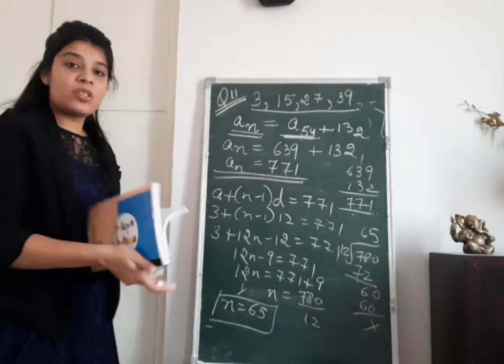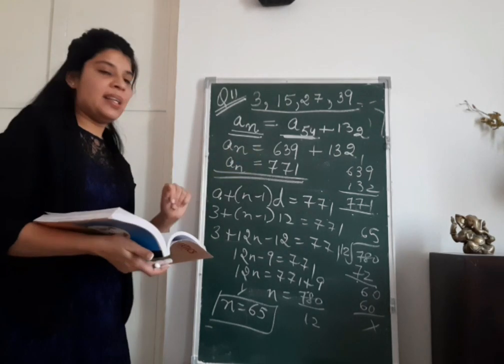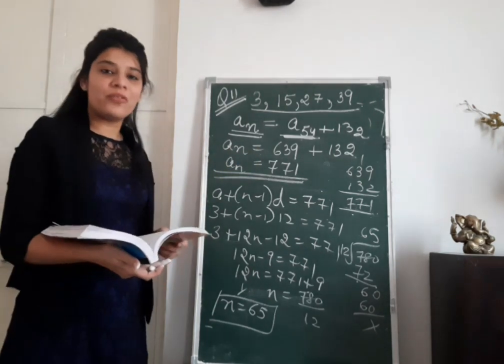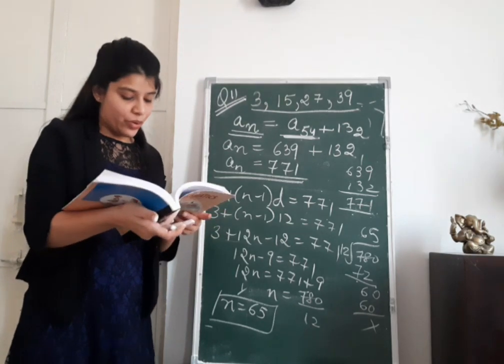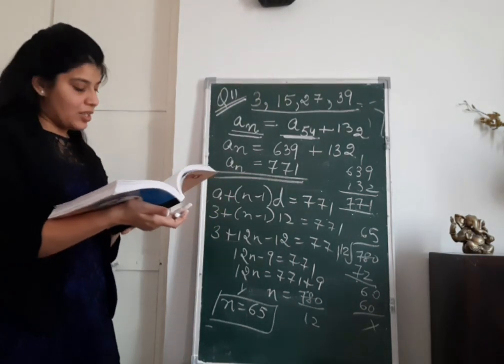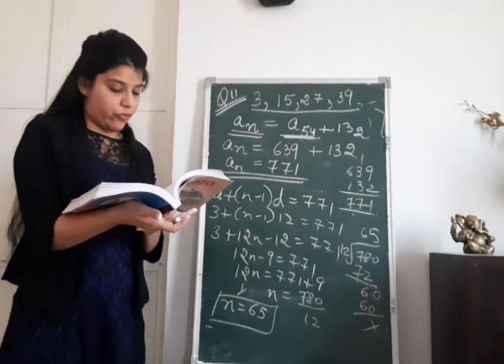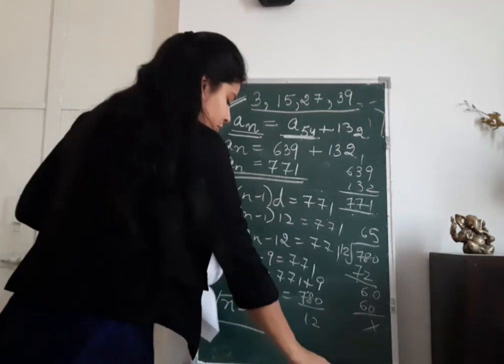Right? So 771 is the 65th term of this arithmetic progression. So the answer for this question is 65. Let's move on to 12th question.